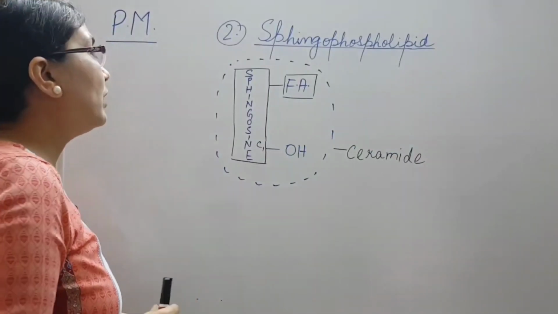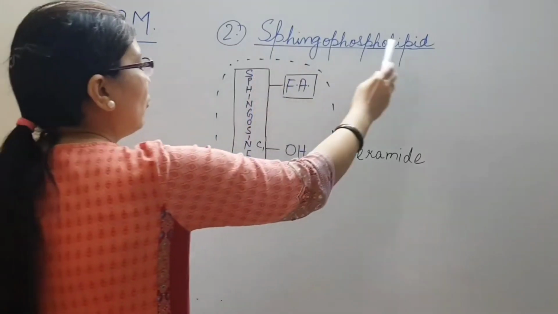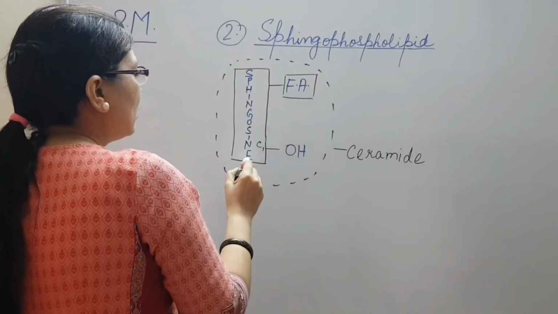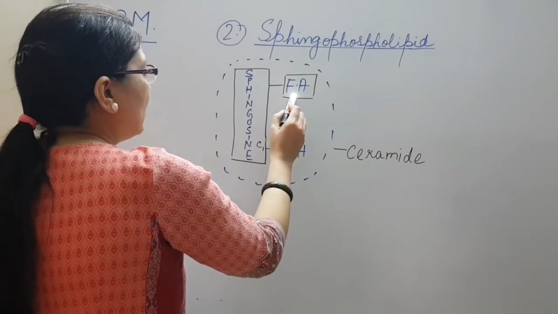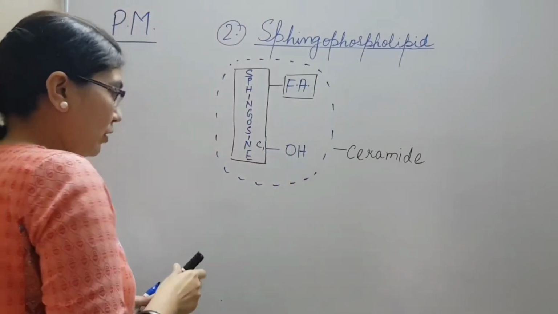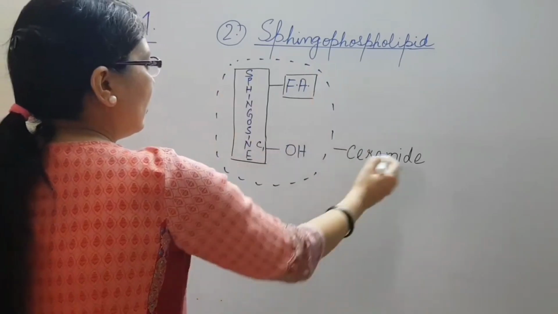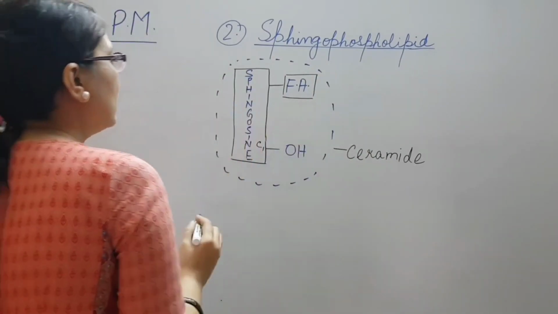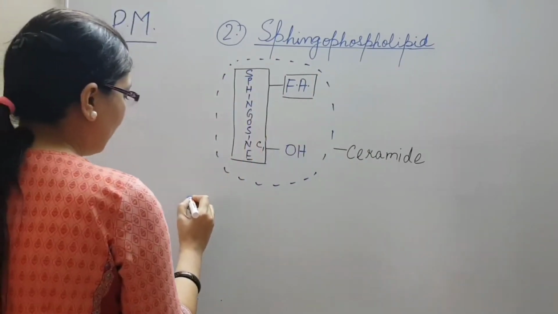The second phospholipid present in plasma membrane is sphingophospholipid. It has sphingosine instead of glycerol, and one fatty acid chain is attached, and at the C1 carbon a hydroxyl group is attached. This is known as ceramide, which is the precursor of sphingophospholipid.